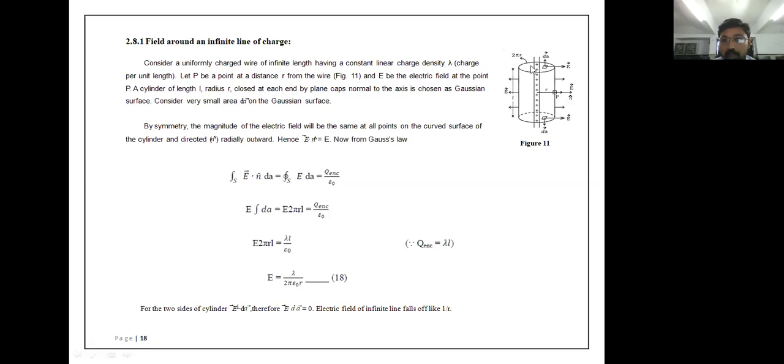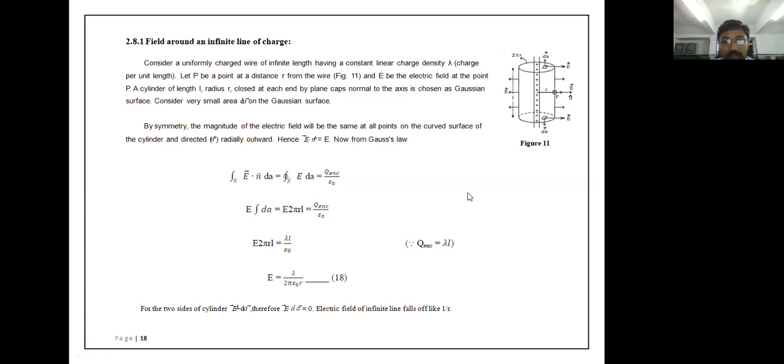Now for both the ends, upper and lower, if we consider the area dA as shown in the figure, the direction of the area at the upper end points along the direction of the length of the wire, and at the lower end again the direction of area is along the length of the wire. So the direction of the electric field and the area at both ends are perpendicular. In this case E dot n becomes 0, because the angle is 90 degrees and cos 90 is 0.